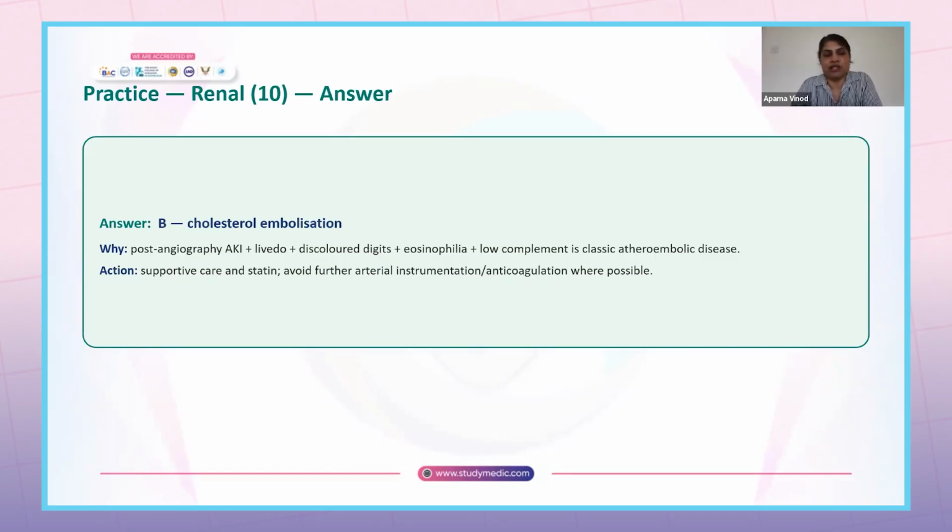So very typical history. They will tell you about angiography, and this AKI developed after angiography, and all these features of eosinophilia, livedo reticularis, discolored digits, and low complement. It is a classic atherosclerotic disease. We just need to give supportive care and statins, and to avoid further interventions or anticoagulation when possible.